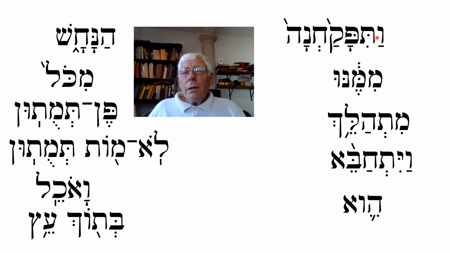Tipakahena, and this is the root here, pe kof chet. That means to open. Okay, it's a prefixed form of the verb, and the ending here is feminine plural. They were opened, and this means the eyes of the husband and wife, Adam and Eve. Their eyes were open. They could see that they were naked.